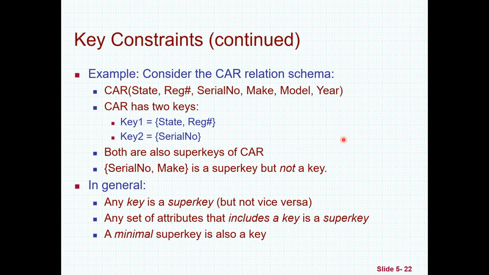Let's take the CAR relation schema. For the car we have state, registration number, serial number, make, model, and year. So for this car we can take two keys: key 1 is state and registration number, key 2 is serial number. So both are also super keys of car. So they can uniquely identify the rows. That means state and registration number cannot be the same for two tuples.